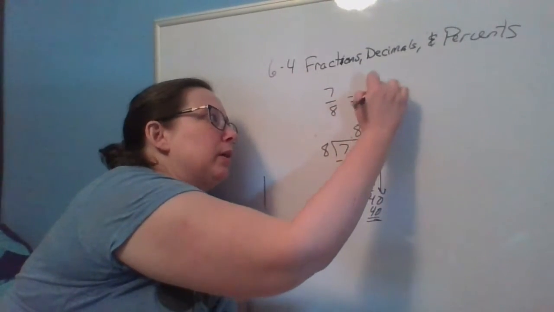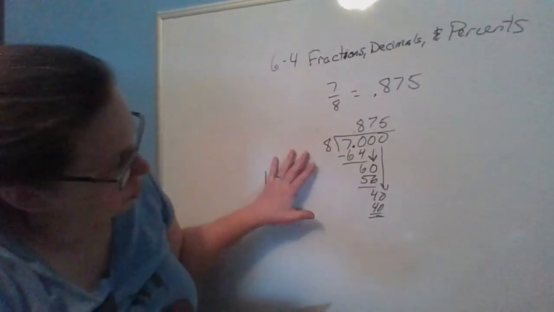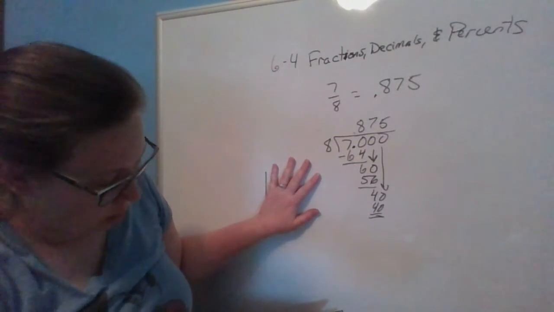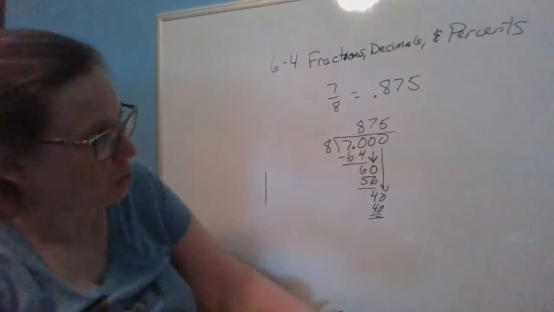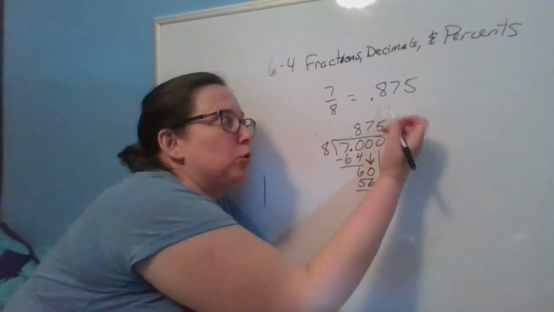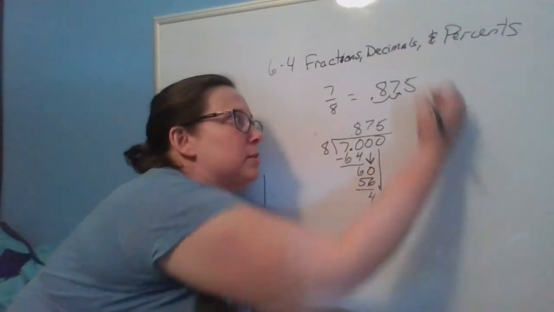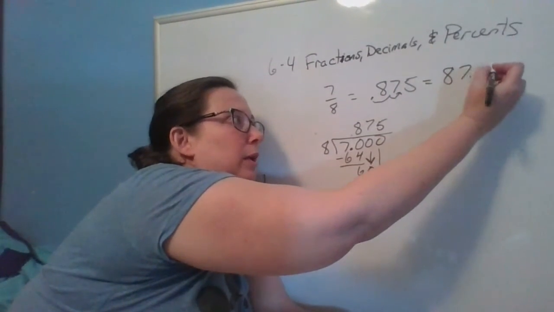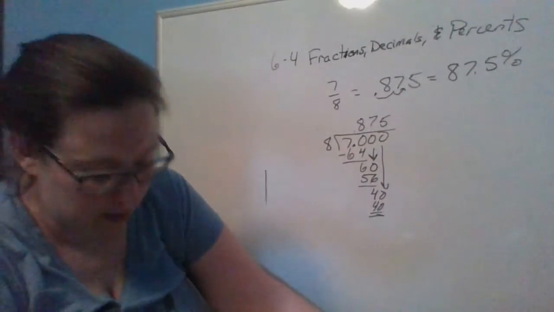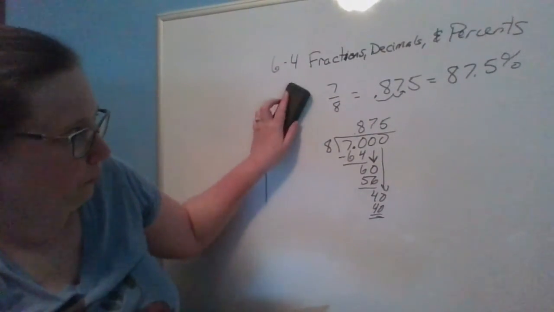And we get 875 thousandths. So this is how you change a fraction to a decimal. You then need to change that to a percent. So we already talked about changing a decimal to a percent. You move the decimal to the right 2 places, and this is going to equal 87.5%. I'll do one more for you, but they all work the same.